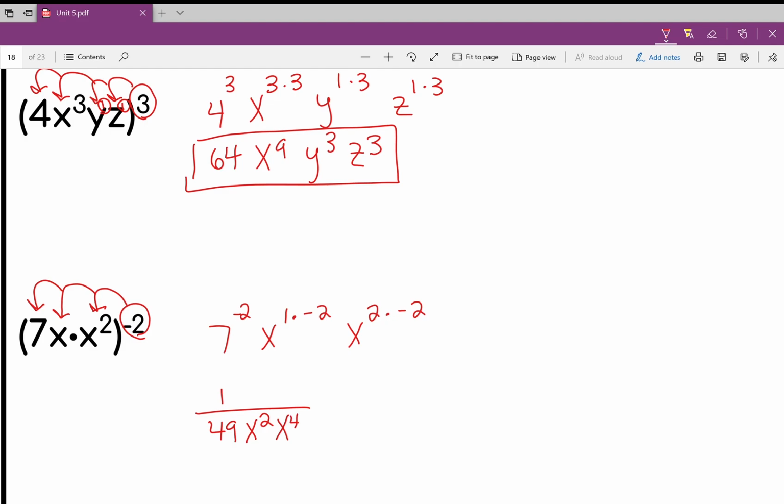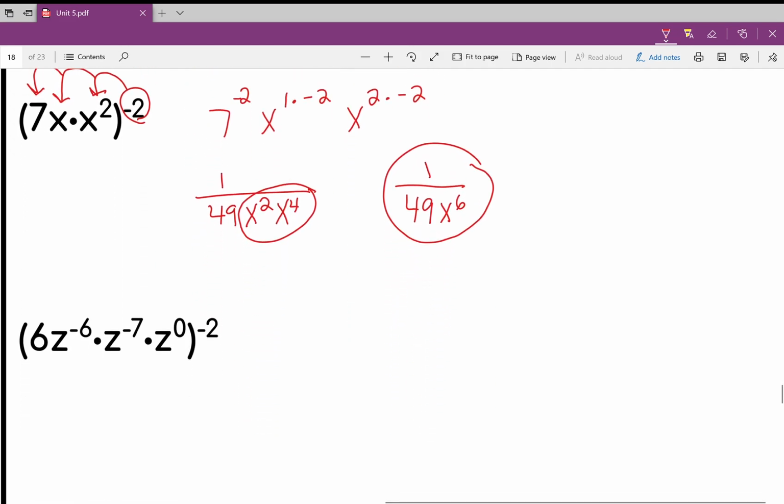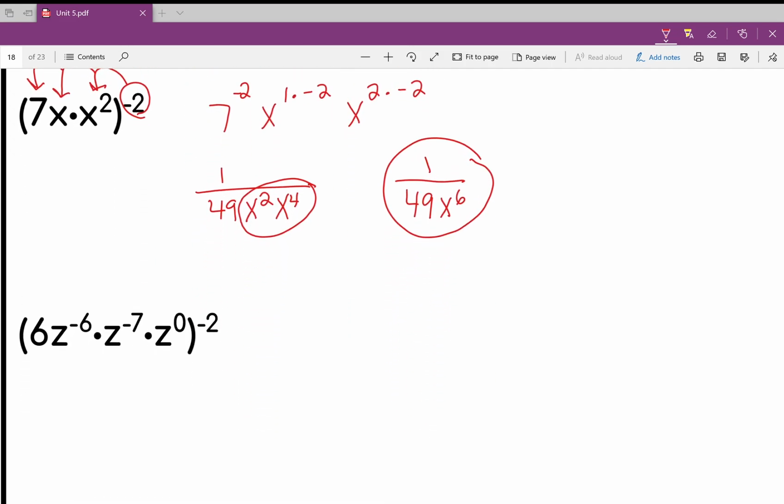Now, we're going to see if we have any bases that are in common, which we do, these x's. So since we're multiplying them, we're going to add the exponents. So I have 1 over 49x to the 6, because 4 plus 2 is 6. That's my answer. Okay. Now let's look at our last example.